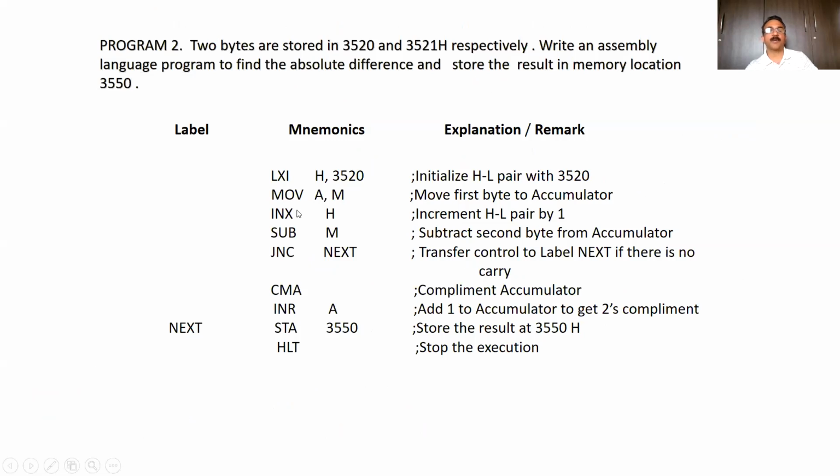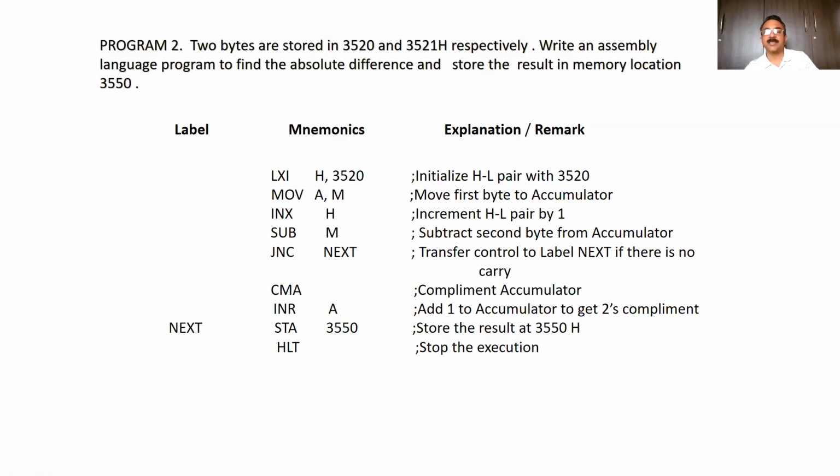Now let us go to the next program. Here, this is program number 2. See the statement here. 2 bytes are stored in 3500 and 3501H respectively. Write an assembly language program to find the absolute difference and store the result in the memory location 3550. Okay. Now in this statement, again, only 2 bytes are there. So as I said, we require a counter for the number of bytes when the bytes are more than 2. Now since only 2 bytes are there, we don't require a counter for bytes. That is one thing that is clear.